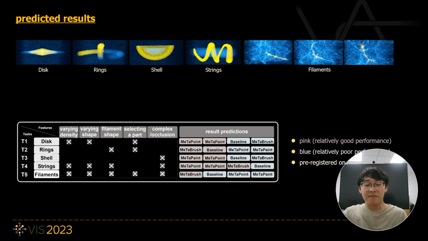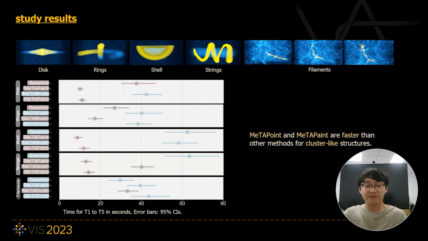Before the study, we made the prediction according to the algorithms and our understanding. As you can see, the pink method indicates the good performance in each task, and the blue indicates the relatively poor performance. The prediction is pre-registered on OSF. The pink color means a good method performance in our prediction. The result meets our expectation.